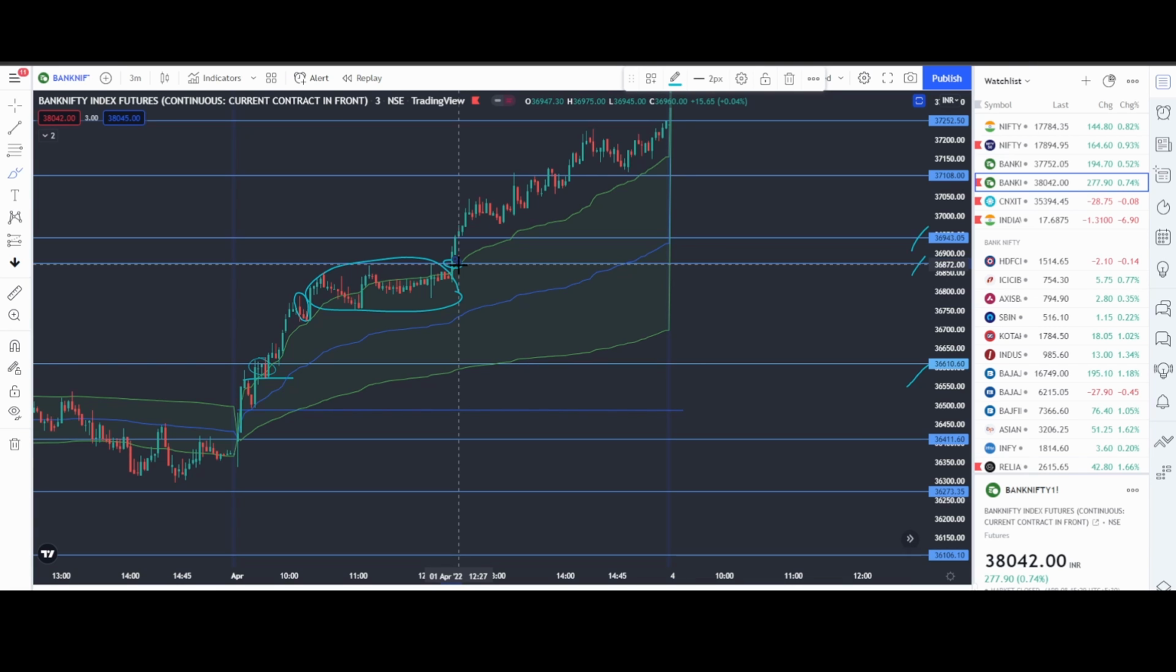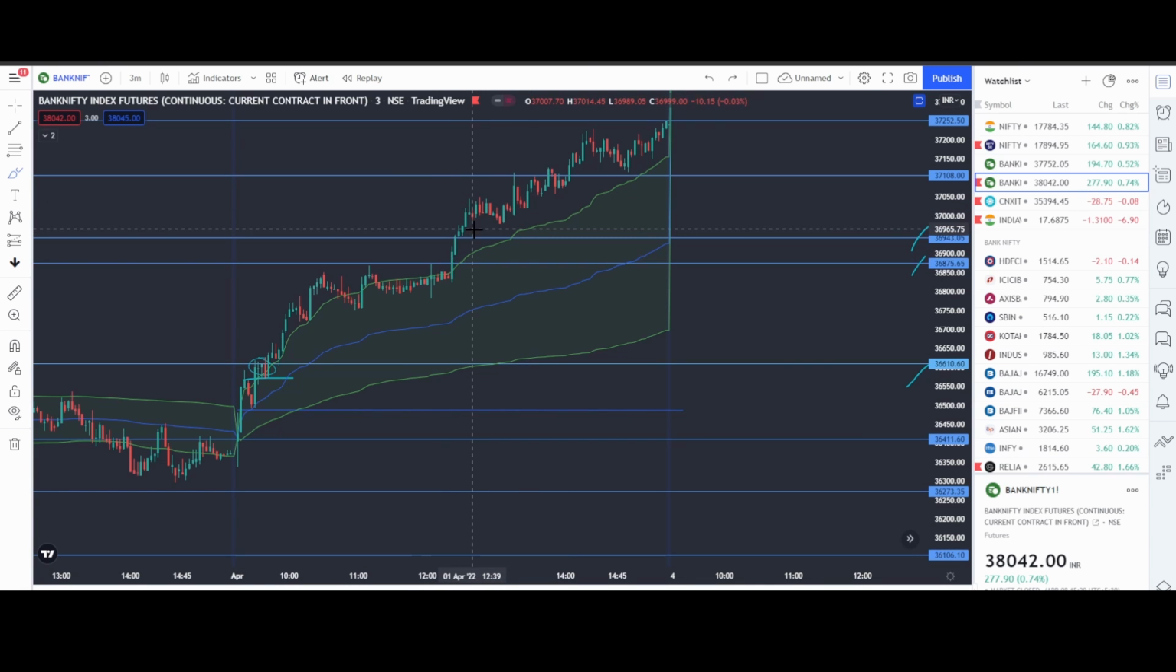So I had taken a short strangle and short straddle with call short and put short positions. I would have exited my call short position and let my put short position run at least here until it is green. And when I saw a red candle over here, immediately I would have exited and made good money. And this is what we did in our trade.